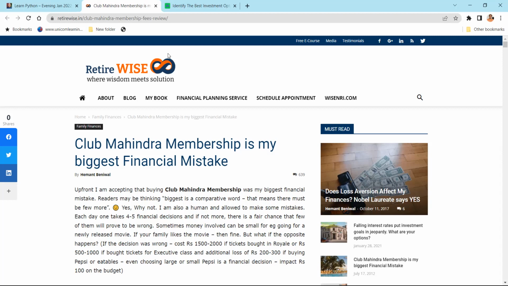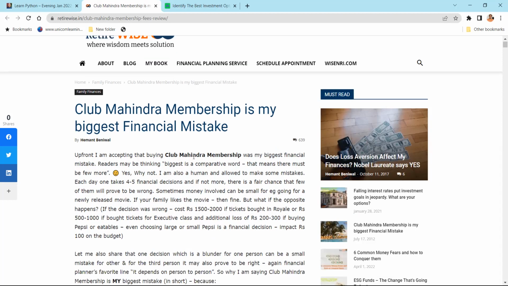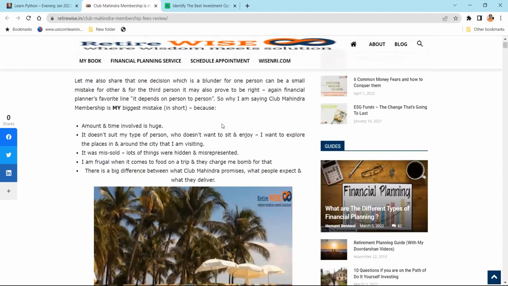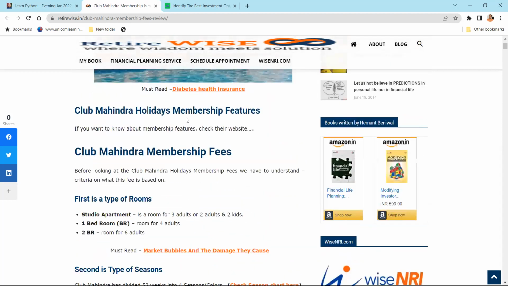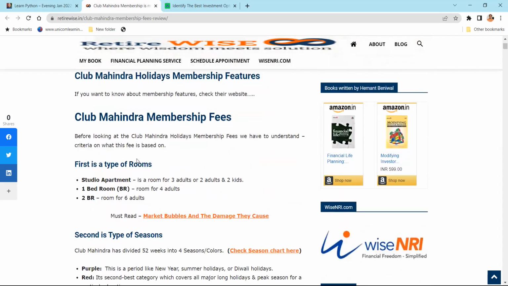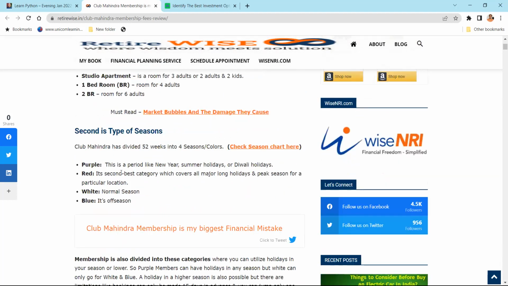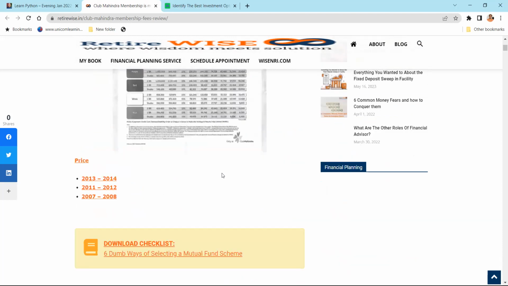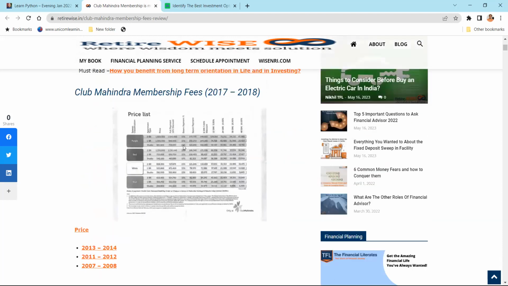Okay, so look at this article. This guy is analyzing why he made a mistake by buying Club Mahindra membership. So it's not just an essay, he has taken data to show that. He's talking about Club Mahindra membership features. He's talking about the rooms, what the charges of the rooms are, and different types of membership. Then he talks about the charges that people pay.